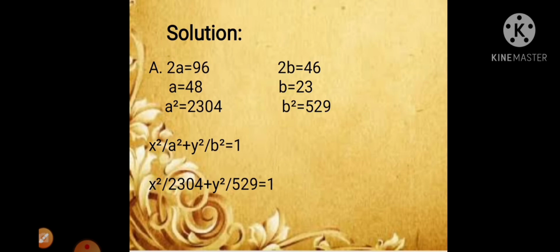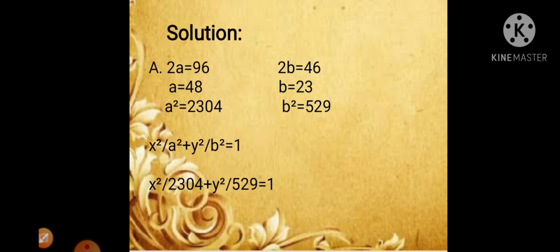Solution. We are assuming a horizontal ellipse with a center of (0, 0), so we need to find an equation of the form x squared over a squared plus y squared over b squared equals 1, where a is greater than b. We know that the length of the major axis, 2a, is longer than the length of the minor axis, 2b. So the length of the room, 96, is represented by the major axis, and the width of the room, 46, is represented by the minor axis.